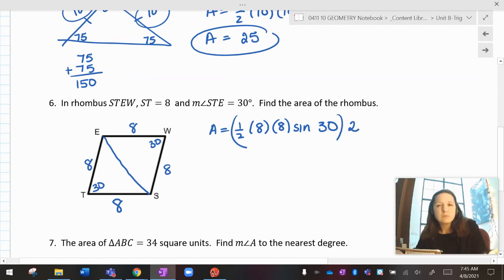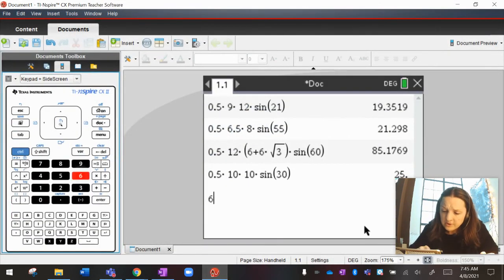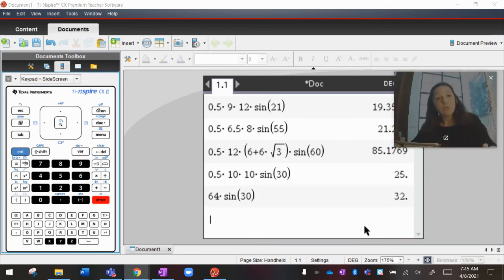And you might be thinking, well, then why not just not multiply it by 1/2? You're totally right. This 1/2 and this 2 effectively cancel each other out. So I have 8 times 8 times the sine of 30, so that's going to be 64 times sine 30, and that should be 32.